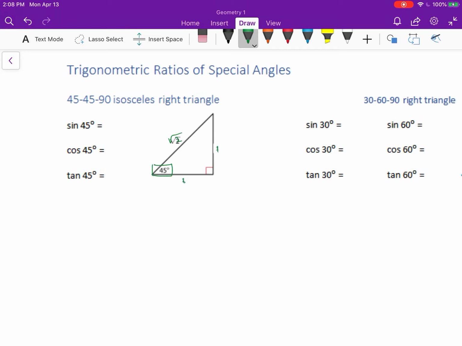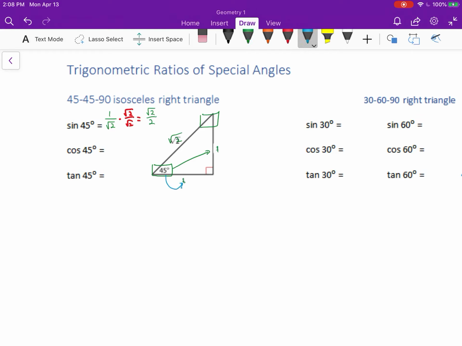So let's take a quick look at these. Sine of 45. So here's a 45-degree angle, and actually so is this one. But sine of 45 is opposite leg over the hypotenuse. Now, again, we're not supposed to leave them like this, so we learned we can multiply by root 2 over root 2 to get that this is root 2 over 2. So the sine of 45 is square root of 2 over 2.